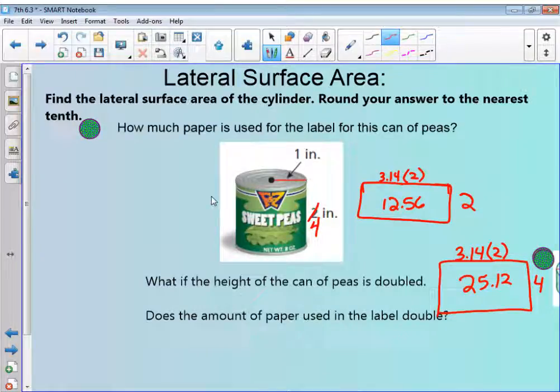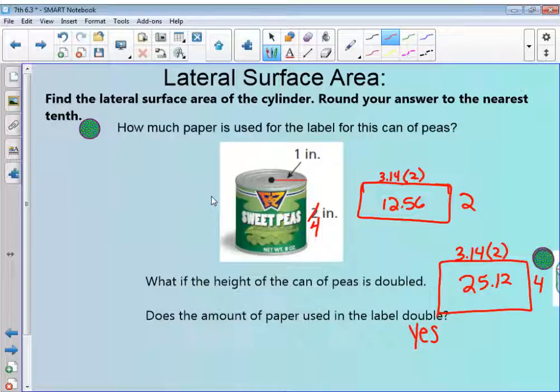Okay. It says, does the amount of paper used in the label double? So if we want to check if it doubled, well, we can take 25.12 and just divide it by 2 and see if it gives us the 12.56, and yes, it does. So this would be a yes statement. And I apologize for mixing those up. I forgot that I had already done the second problem when I was writing down my answer.